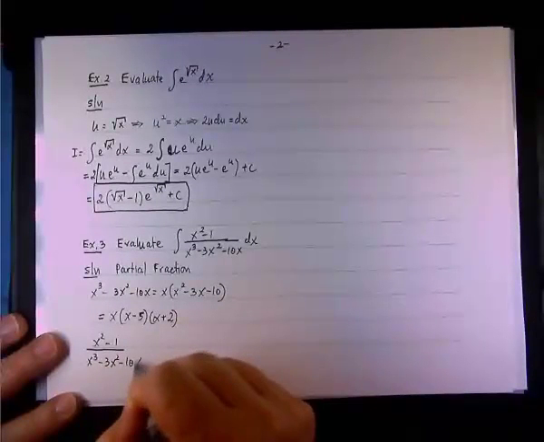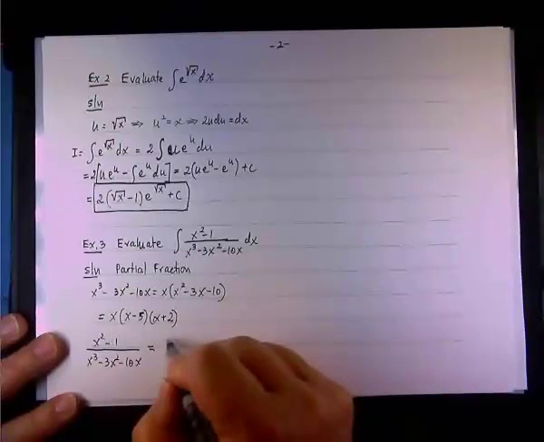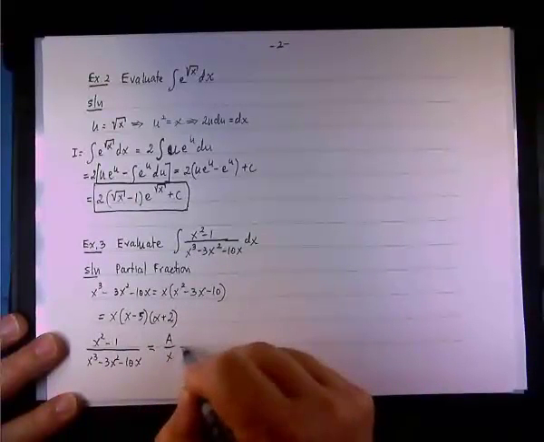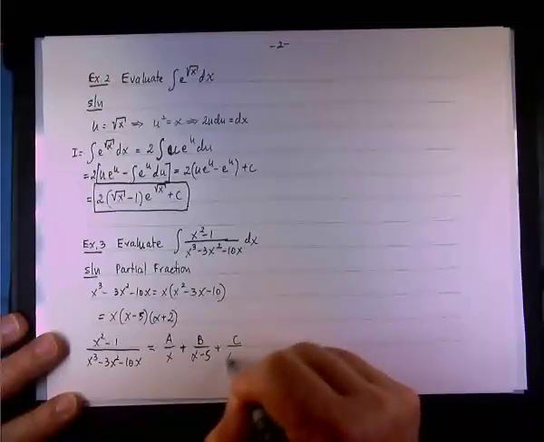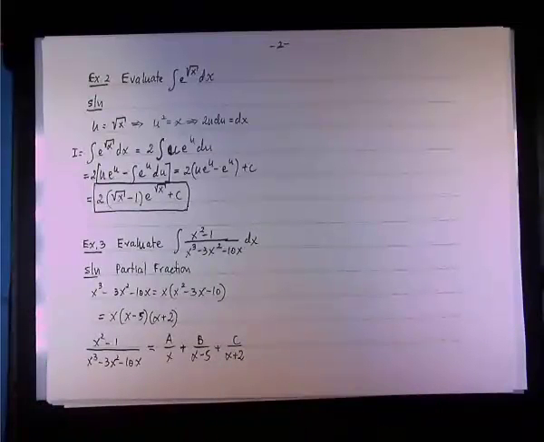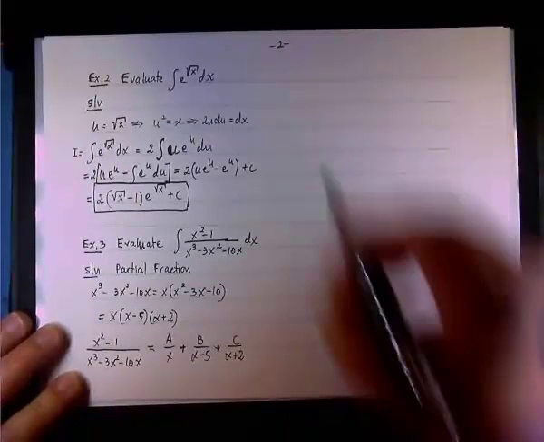So at this point we're saying that x squared minus 1 over x cubed minus 3x squared minus 10x will be the sum of the partial fractions, and we have 3 factors, so it will be A over x, and all of them are linear and none is repeated, B over x minus 5 and C over x plus 2. Here, because we have 3 different linear factors, the solution for A, B, C would be very simple.